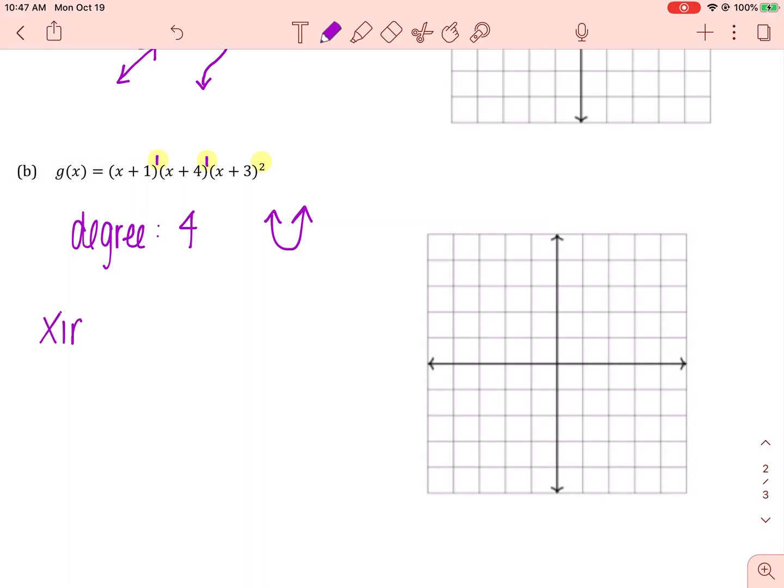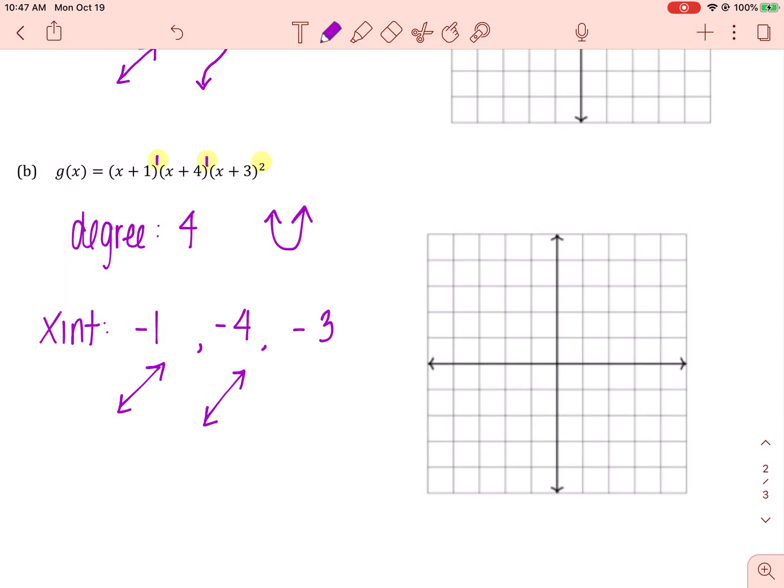Let's look at our x-intercepts, which is a nice zero product property. You'll have an x-intercept at -1, at -4, and at -3. It's kind of very close together. At the x-intercept of -1, it's a power of 1. Power of 1. Now we get a power of 2.